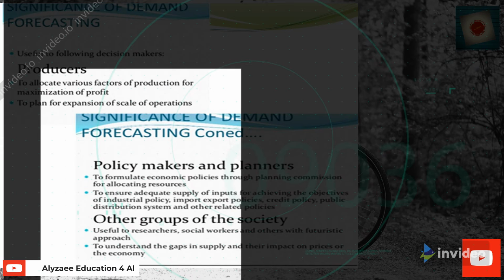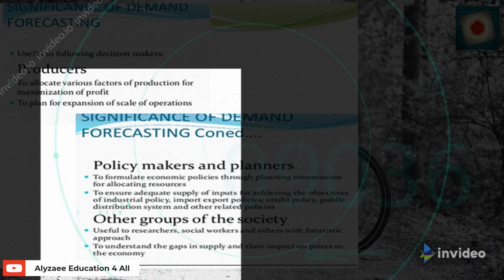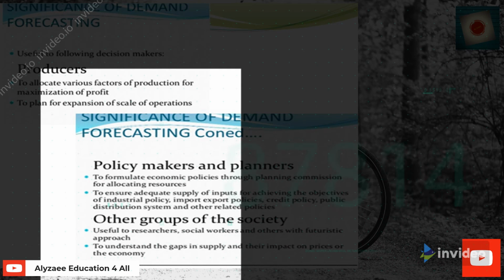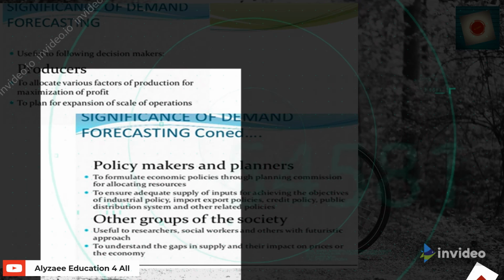Significance of demand forecasting, useful to following decision makers. So for, let's say, producers to allocate various factors of production for maximizing of profit, to plan for expansion of scale of operations, whereas the policymakers and planners can also use it to formulate economic policies through planning. Commission for allocating resources to ensure adequate supply of input for achieving the objectives of industrial policy. Import export policies, credit policies, policy distribution. So this means this can be used for different policy makers.